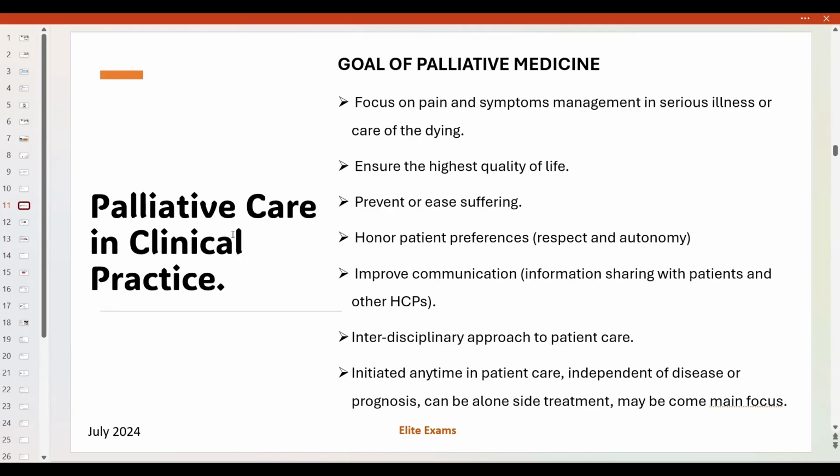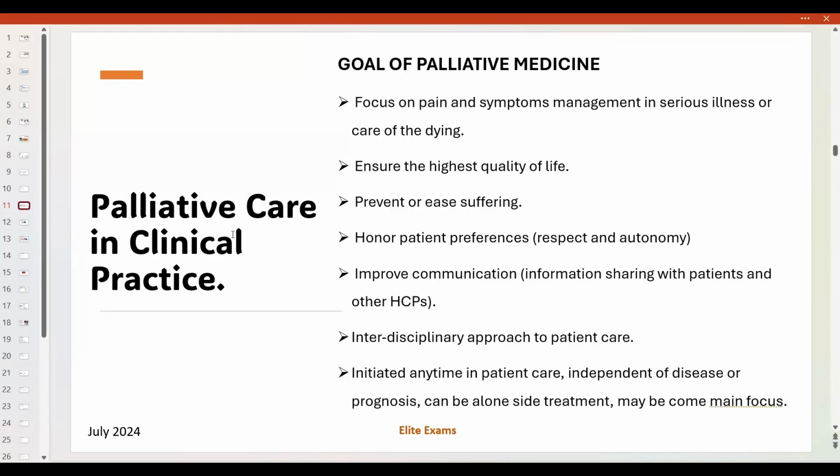We know that palliative medicine, the goal of it is to manage pain and symptoms for the patient or care of the dying. And as much as we can, we want to ease their suffering, give them the highest quality of life as much as we can, as well as respect their preferences. So respect and autonomy. So that's where the ethics comes in.